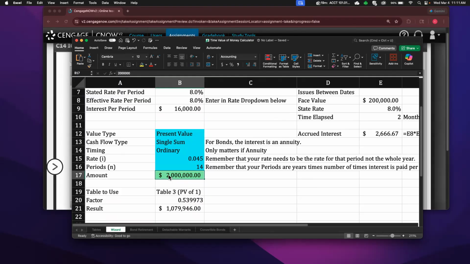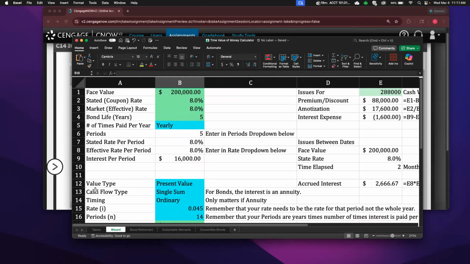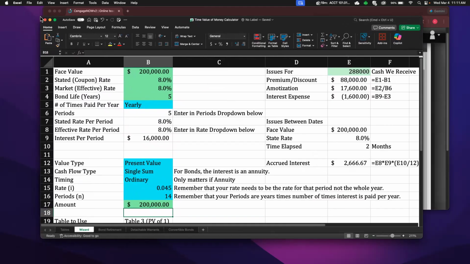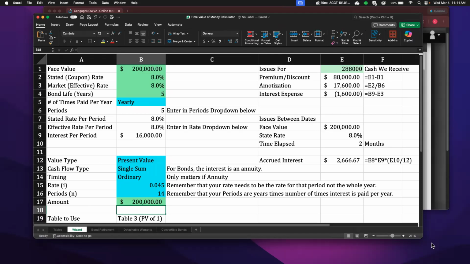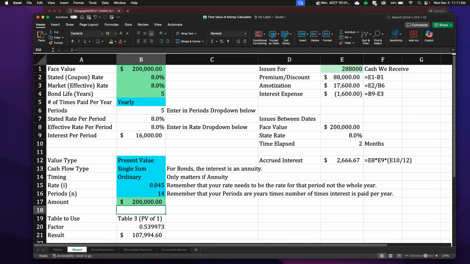Let's change that to 200,000. No, that doesn't work with our table. So instead we're going to go look up the amount on the table. And then I will, at some point, hopefully today, make another tab on this for you guys and I'll send it back out that has a wizard for the liabilities because that's just not working.